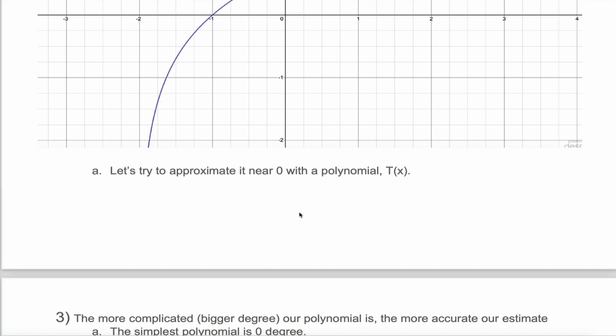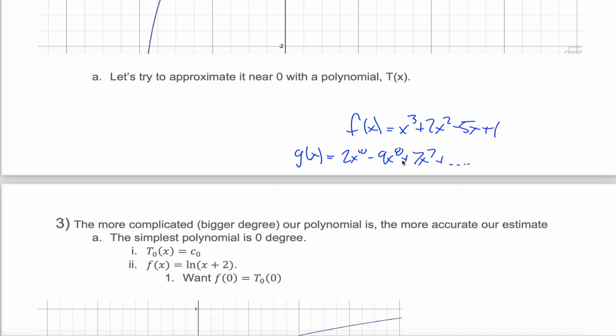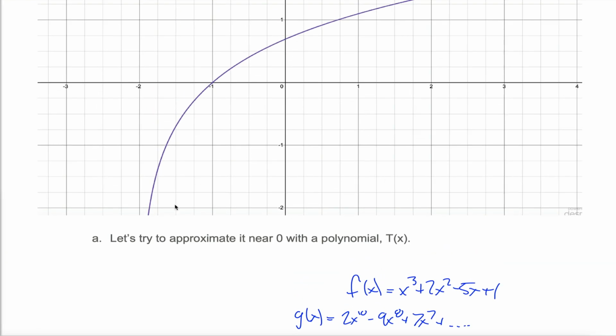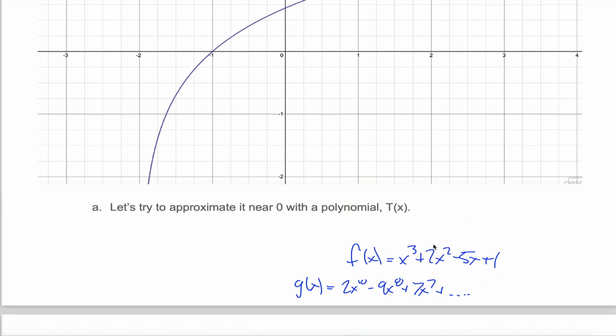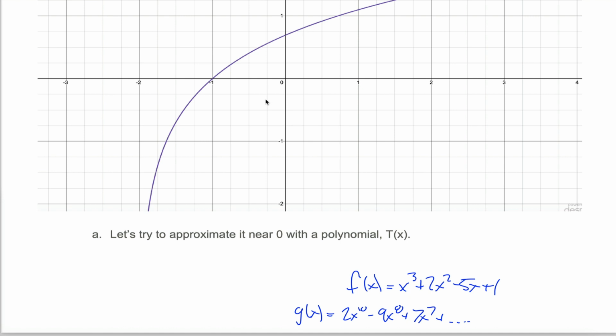Well, it kind of depends on how precise you want to be, right? Because polynomials can have as many terms as you want. A third degree polynomial, for example, might look like f of x equals x cubed plus 2x squared minus 5x plus 1. But I could also build a 10th degree polynomial, 2x to the 10th power minus 9x to the 9th plus 7x to the 7th, and so on. Maybe it follows logically that the more complicated polynomials with larger degree will be able to more closely mimic this graph when x equals 0. And simpler polynomials with lesser degrees won't have the flexibility to approximate this graph quite as well.